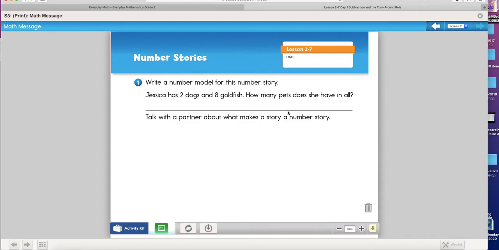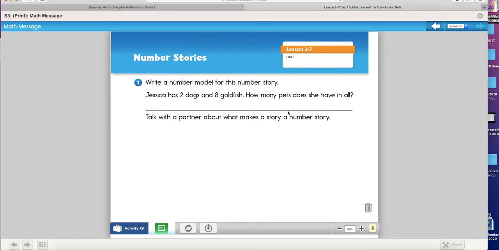On page 31, do you have a question before we get started, Logan? Yes. On page 31, it says number stories. We've done number stories before. Remember, those are math problems that have words and numbers in them. We call them number stories because they have numbers, stories because they have words, okay? So it's a mix of numbers and words together. What they want you to do is write a number model, which is just a fancy way of saying a math problem, to match this number story. They're going to give you the number story. You just have to write a math problem that matches this number story.